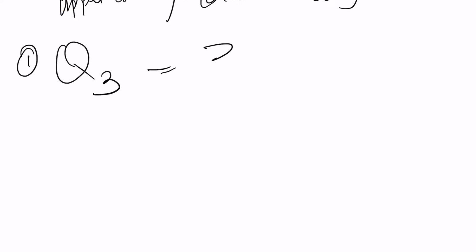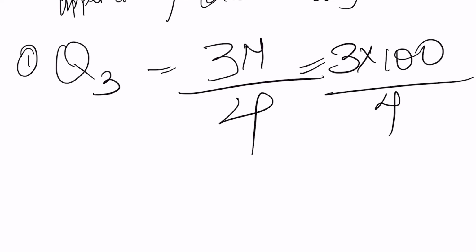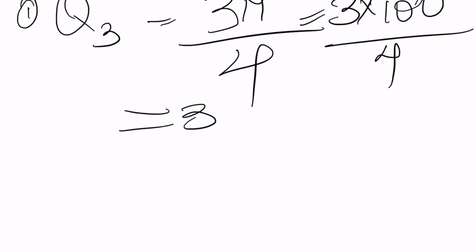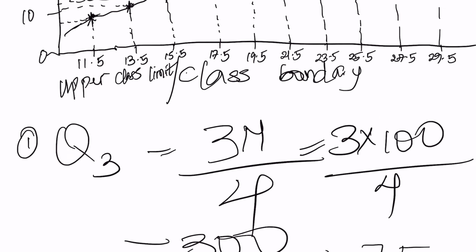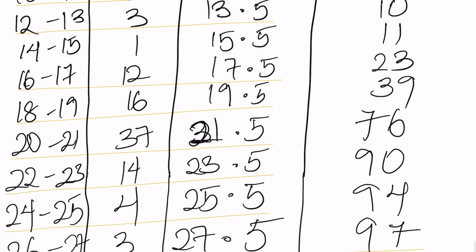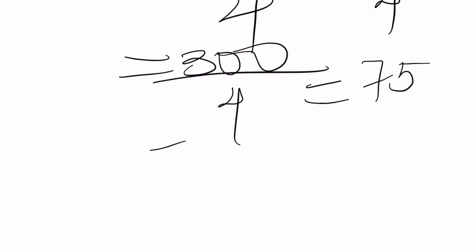Q3 is 3n over 4, where n is the total cumulative frequency, which is 100. So we have 3 times 100 over 4, which is 300 over 4, and that is 75. And at 75, what is our mark? At 75, the mark is 21.